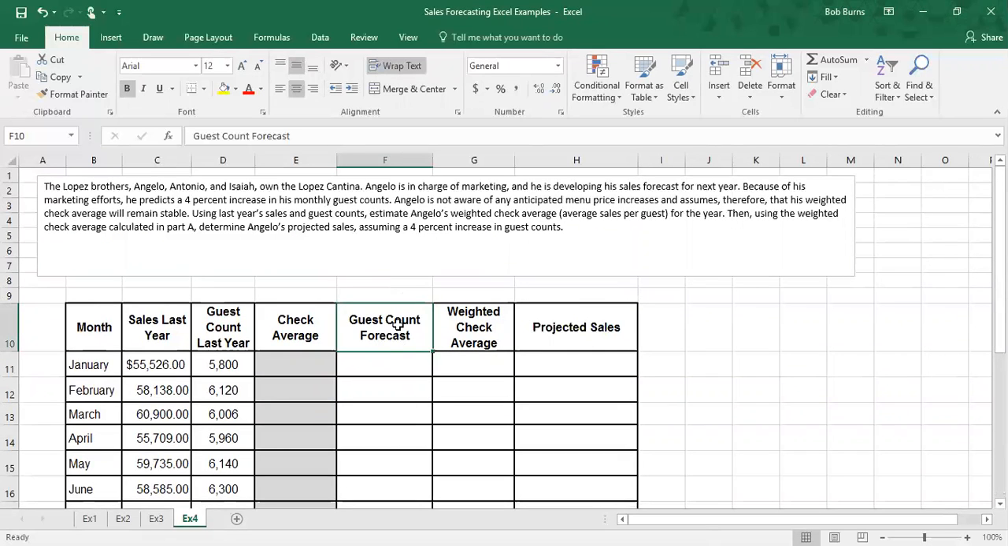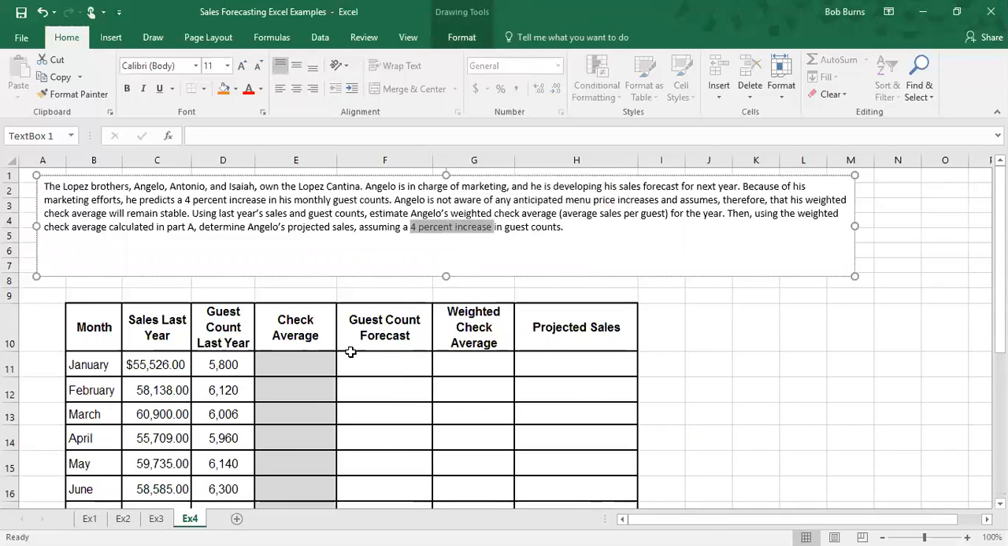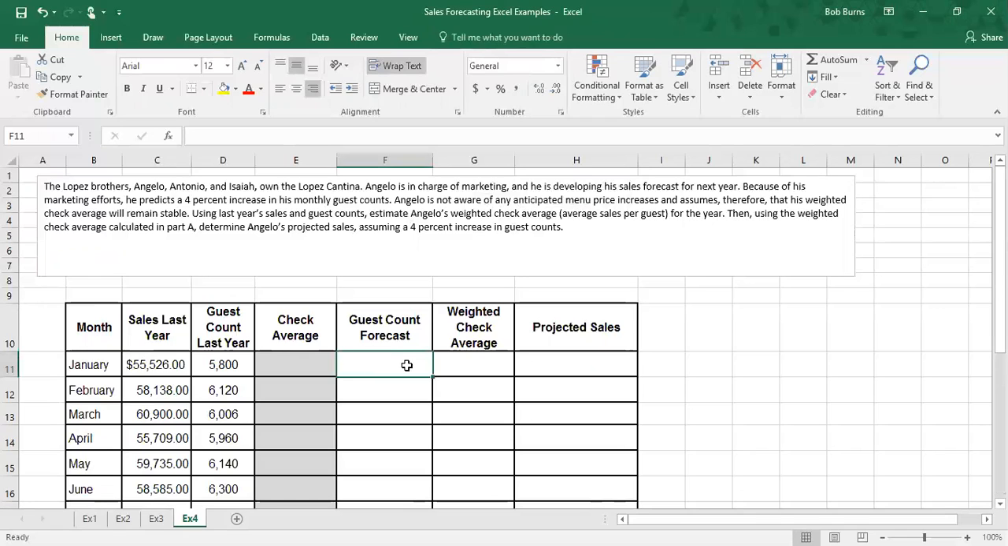Anytime I see that, I always wonder, okay, is there going to be an increase or decrease? We want to know what the future number is, or the future value. And so we have a guest count from last year. So in the problem, hopefully you read it. I would maybe pause the video and read the problem because this is a big one. And just for time's sake, I'm going to not read it. But I do see right here a 4% increase in guest counts. So I know that my increase here is going to be 4%.